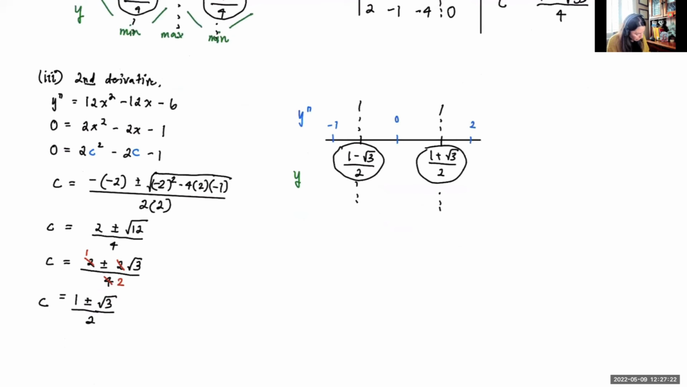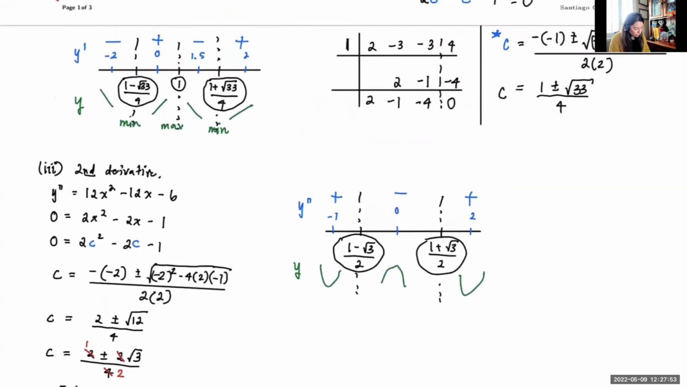So if I put -1 into the second derivative here, I can see that I'm going to get 12 plus 12 minus 6, so that's positive. 0 will be negative, and I can see the pattern. That means that for my original function, it will be concave up, concave down, concave up. So I can see the points of inflection and then my concavity intervals. So now let's go ahead and go back and write that in.